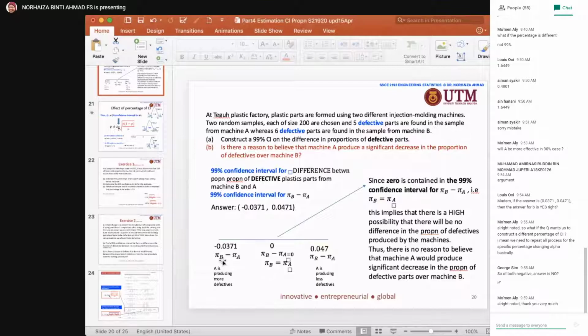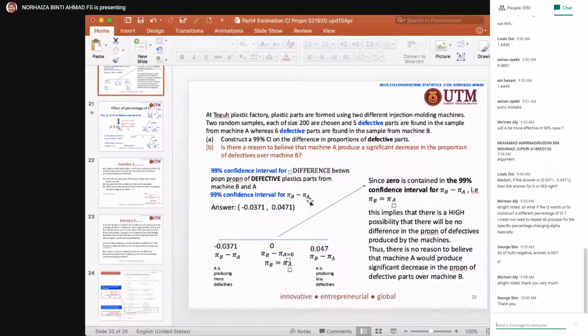Please note that all these answers I'm giving you are based on this example only, because this is B minus A. If you do A minus B, then it's a different story. So I suggest that when you get an interval like this, write down the interpretation. Then you'll be able to answer the question as to what it wants. Okay, all right.